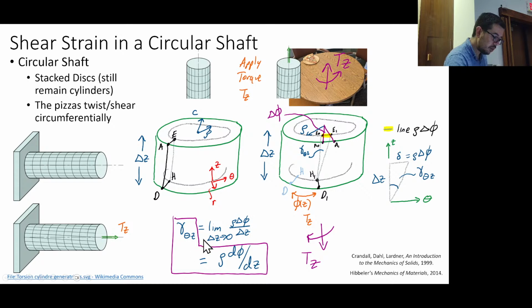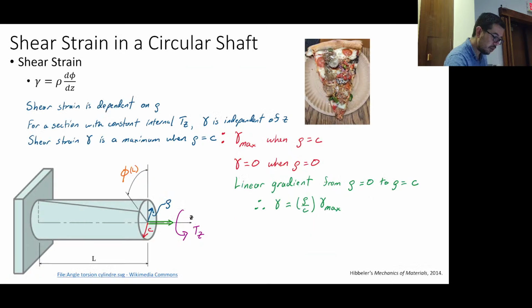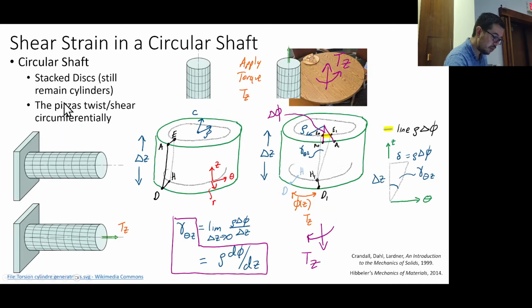Now we take the limit as delta z goes to 0, and we get a nice differential form for gamma, which is rho d phi dz. As the pizza slice gets thinner and thinner and approaches 0, we say it's just rho d phi dz. So here's shear strain. Shear strain is going to be dependent on rho. Do you see that too? Rho is describing this arc length here.